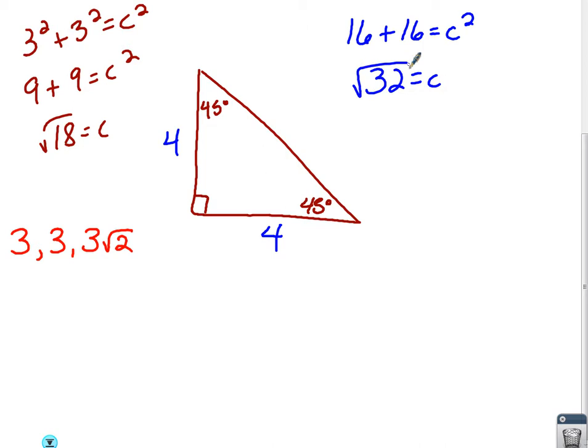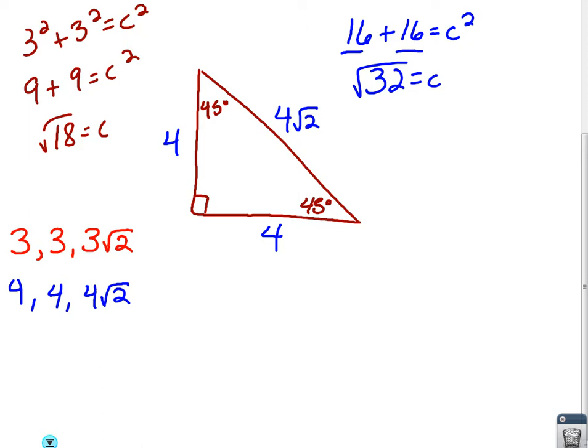Does anybody know what I'm going to split the square root of 32 into? Square root of 16 times square root of 2, right? Square root of 16 would be 4, times the square root of 2. So if my legs were 4, I would have 4, 4, and 4 root 2.